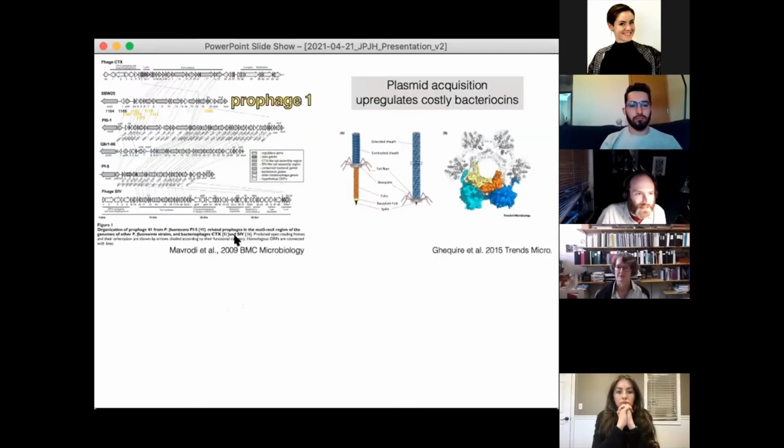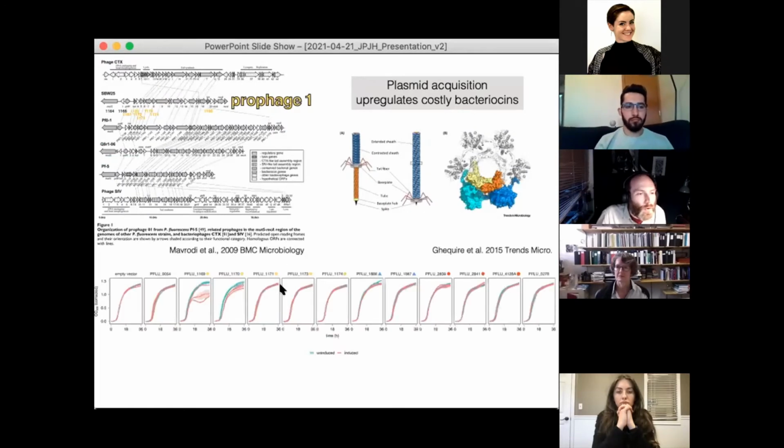Okay, activation of genetic elements. What we can see here at the bottom are the genes that I expressed. We're showing what happens if they're induced in red. Basically, when the red line is below the blue line, there's a fitness cost of expressing that gene. The key one I want to draw your attention to is this one here, PFLU 1169.